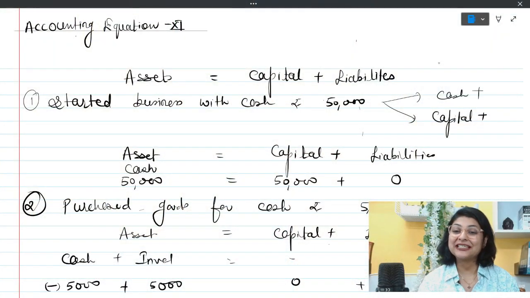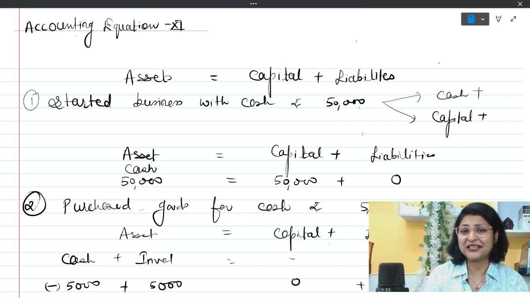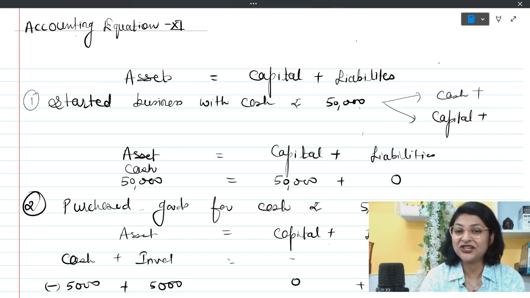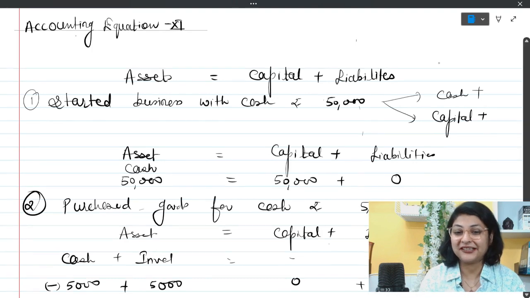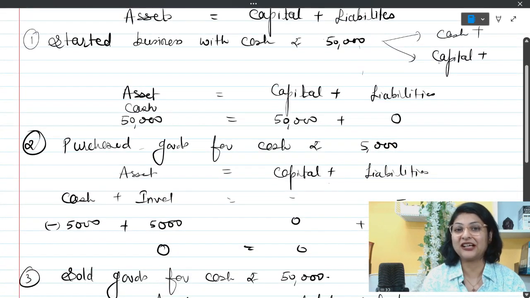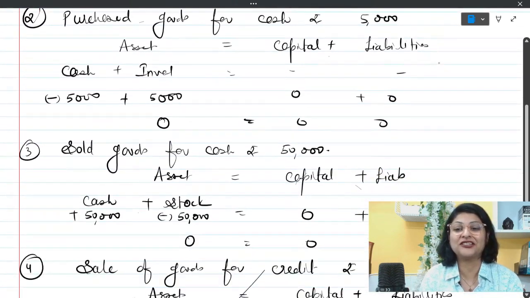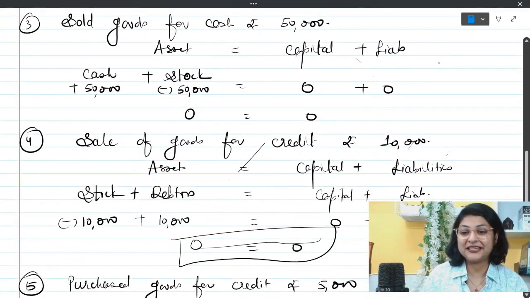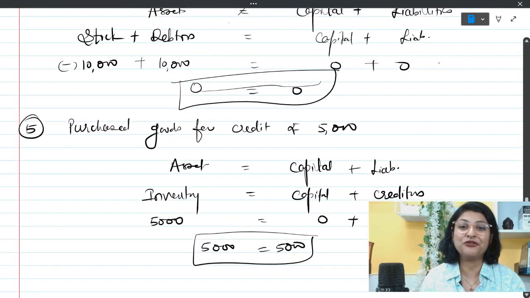In the previous class, we had learned what is accounting equation, and we had also seen some of the topics which are here on the screen. We had seen how to pass accounting equation in the transaction when a business started with cash. Then we had seen the purchase related transaction, the treatment of it in accounting equation, sales related transactions, sales for cash, sales for credit, and purchase for credit. So these few things we had dealt.